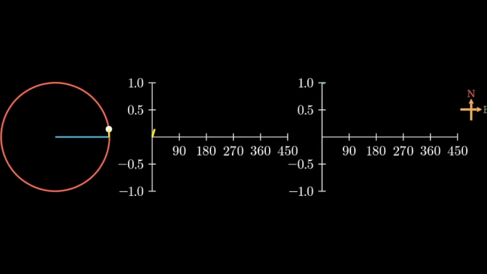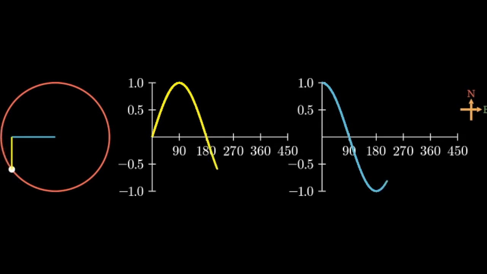The first graph in yellow is the sine function, and the second graph in blue is the cosine function. From 0 to 90 degrees, the sine function increases and comes back to 0 at 180. And the cosine function starts at -1 at 180 and comes back to 1 at 360.